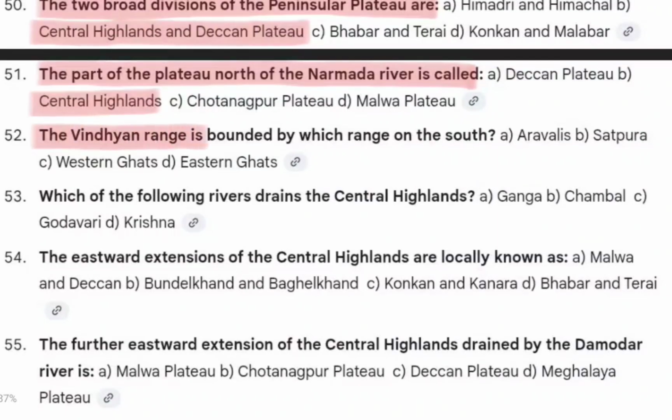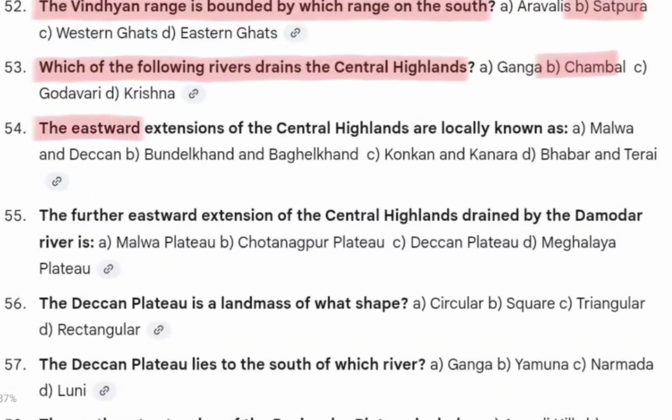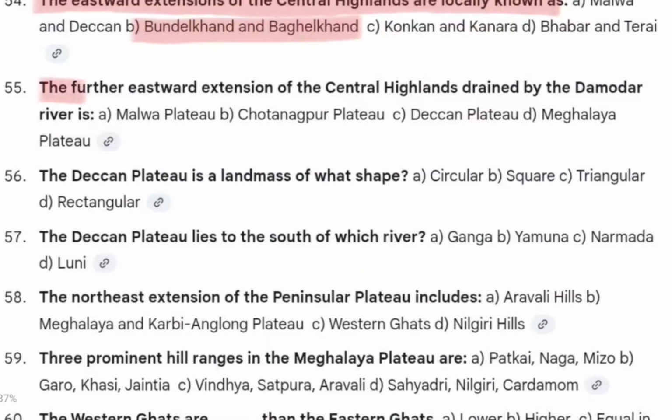The Vindhyan range is bounded by which range on the south? Satpura. Which of the following rivers drain the Central Highlands? That is Chambal. The eastward extension of the Central Highlands are locally known as Bundelkhand and Baghelkhand. The further eastward extension of the Central Highlands drained by the Damodar River is the Chota Nagpur Plateau.